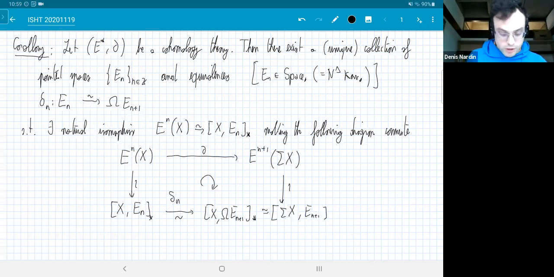Concretely, these objects E_n and delta_n are what we're going to call spectra. And the point is that the functor from spectra to cohomology theories is full but not faithful. So if you have an isomorphism downstairs, you can lift it upstairs, but maybe not in a unique way. It's a slightly subtle point. It goes under the name of phantom maps.